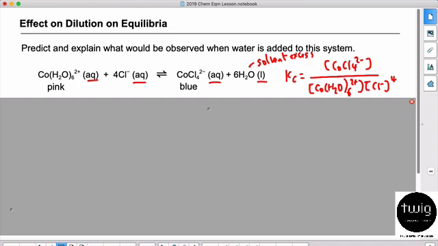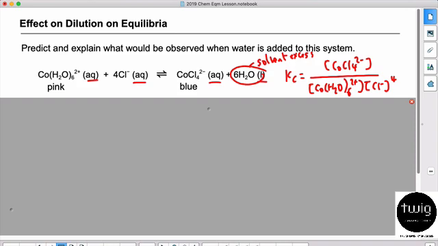So can you tell me what will happen when you add water? Will the equilibrium shift right, shift left, or not shift at all? The thing is, our focus is on water, and water is not even inside the expression. But the truth is, it will actually still shift. Why will it still shift when you add water?